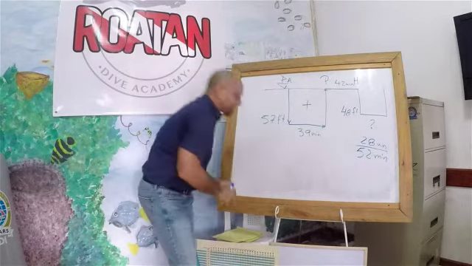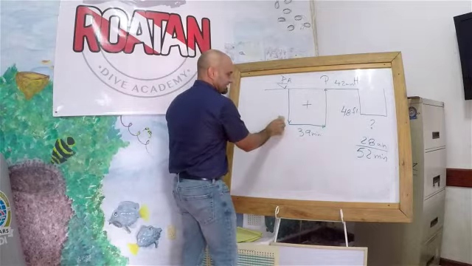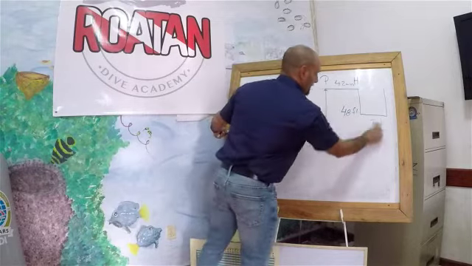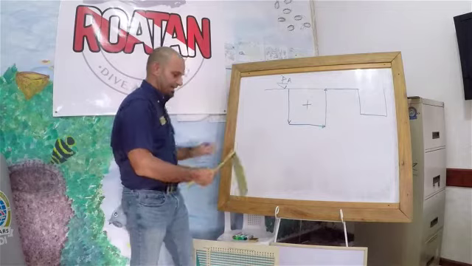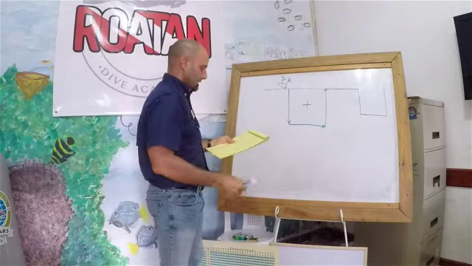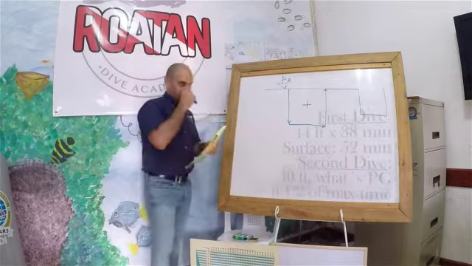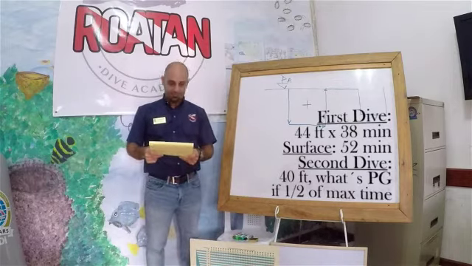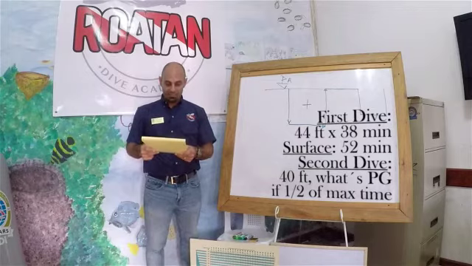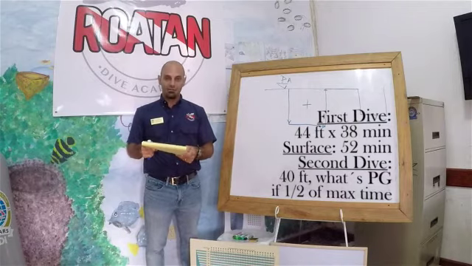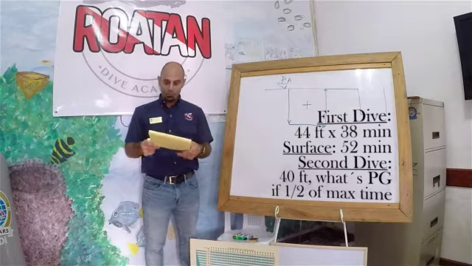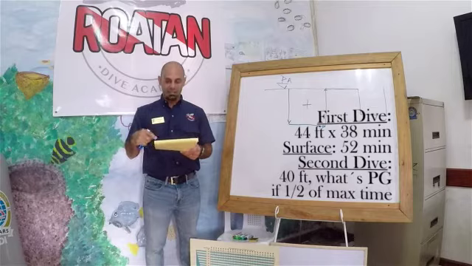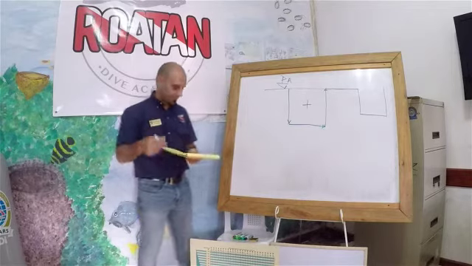Okay, so let's do one more, but in this case, we are going to try to find the pressure group at the end of the second dive. So we can see how that kind of exercise is done. Let's say we are going to make a dive to 44 feet for 38 minutes and then stay at the surface 52 minutes and do a second dive to 40 feet. What would be the maximum time allowed, and what would be the pressure group if they stay half of the time allowed on the second dive?